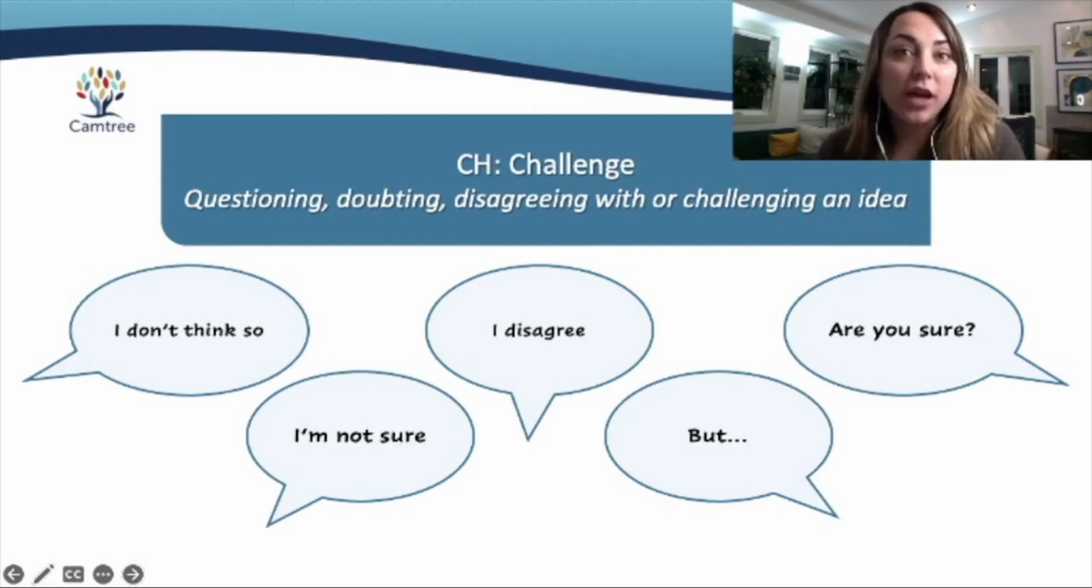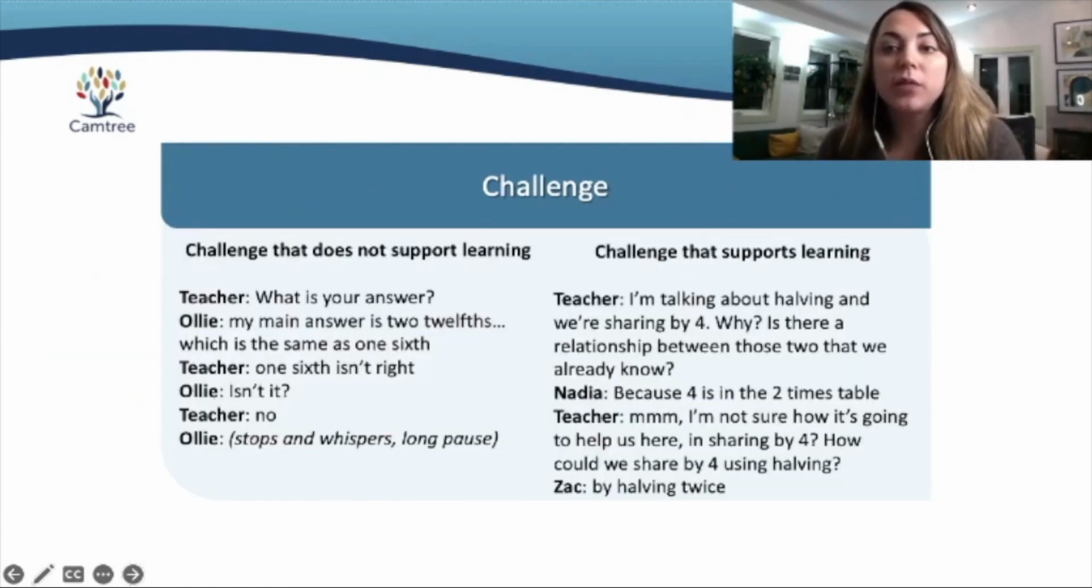Some forms of challenge simply stop the dialogue right in its tracks rather than extend it. There are a few examples of challenge on the screen here. You can see like, I disagree, or are you sure? And then this slide expands on what I was just saying as well about how to challenge in a way that really supports learning. So the example on the left here is when challenging doesn't support learning.